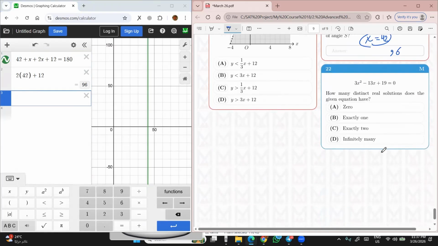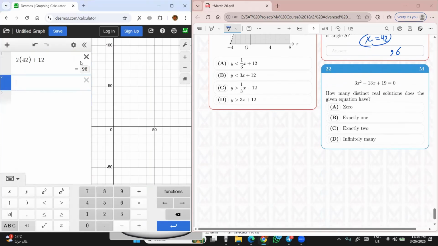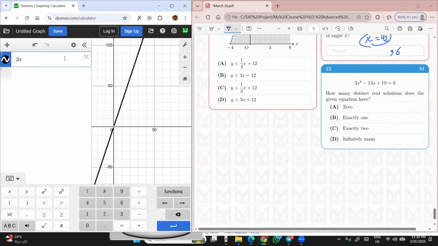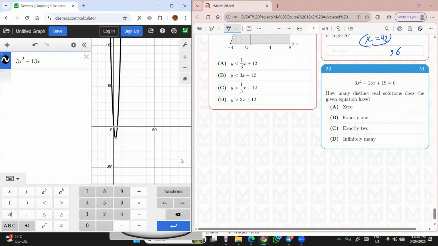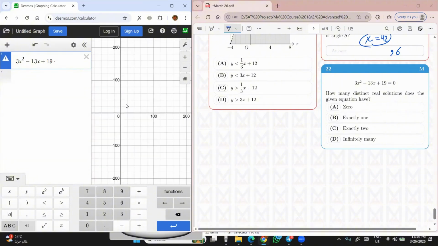Question number 22, our last question. How many distinct real solutions does this equation have? There is a very easy method on Desmos. Just use it on Desmos and write everything. But you consider this only. No need to write the 0. You can write y instead of 0, or just write 3x squared minus 13x plus 19, and you get this graph.